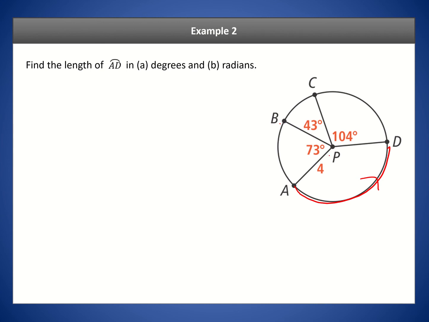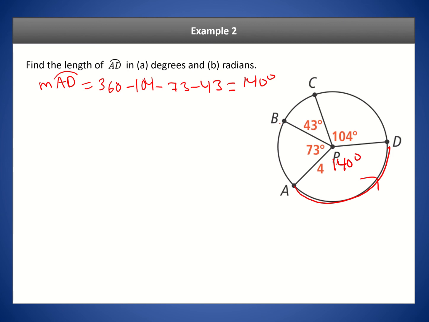Well, first off, we need to figure out what this angle is, right? And that will help us calculate the arc length. So in order to find that angle, well, we know that this is 43 degrees, 73, and 104. We know that a full circle is 360. So we're going to say that the measure of arc AD, not the length, the measure, which is the measure of the angle, is equal to 360 minus, and then we're going to subtract all these other angles, 104, 73, and 43. So go ahead and calculate that real quick. And we get 140 degrees. Okay, so now we know what this angle is. This angle is 140 degrees.